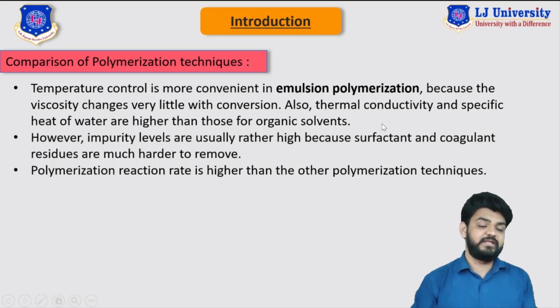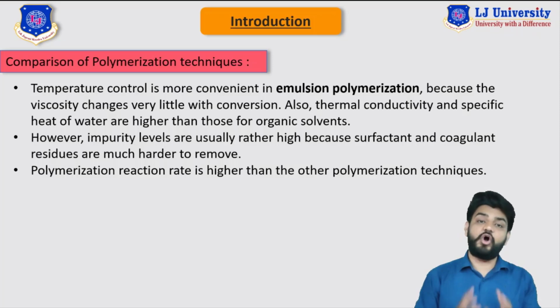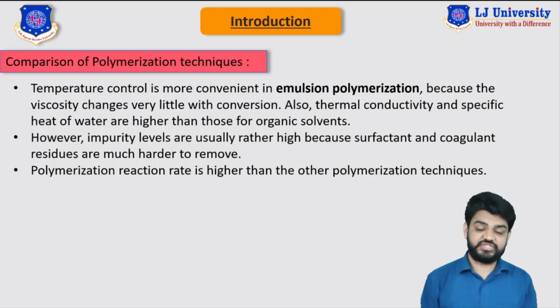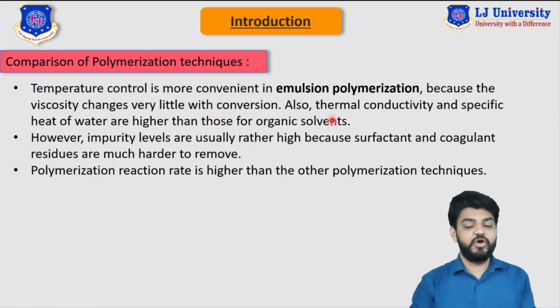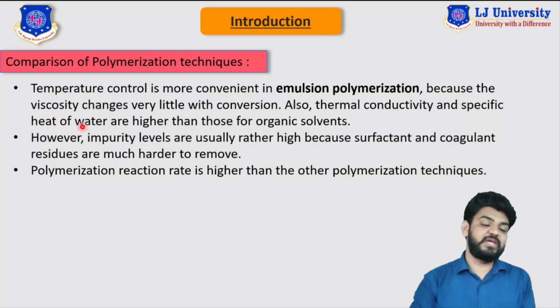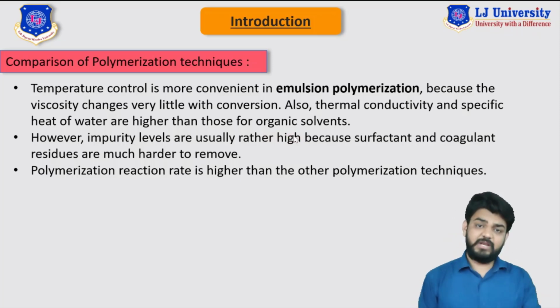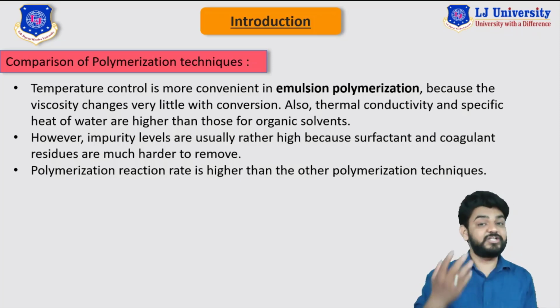As you can see here, temperature control is more convenient in emulsion polymerization. So this technique offers better temperature control than all other techniques. We can easily control the heat associated with this polymerization reaction. Because the viscosity changes are very little with conversion, and also the thermal conductivity and specific heat of water are higher than those of organic solvents. So, in emulsion polymerization, we are going to use water as the solvent. And we very well know that water has higher thermal conductivity and also higher specific heat, right?